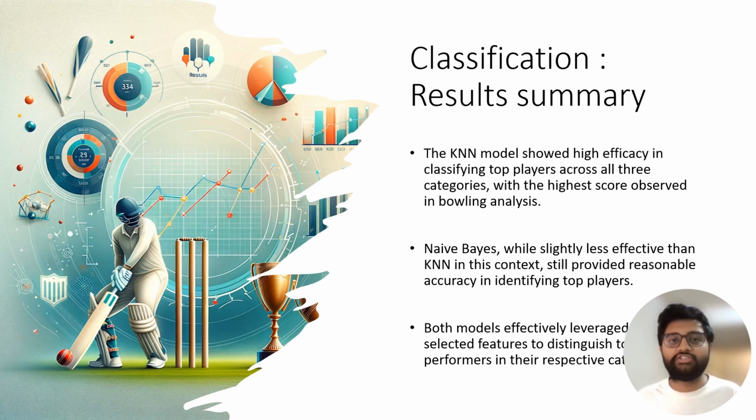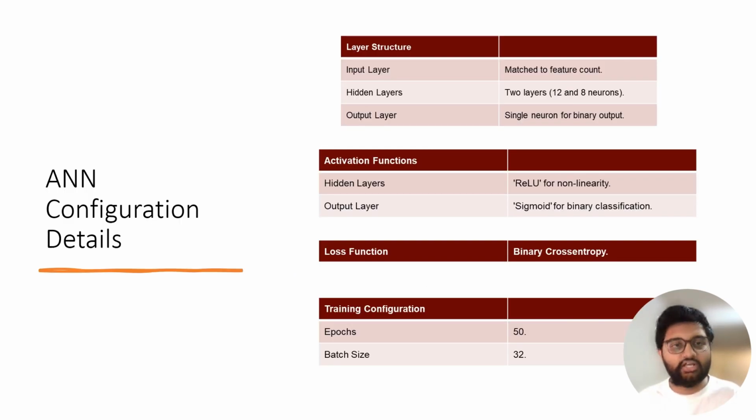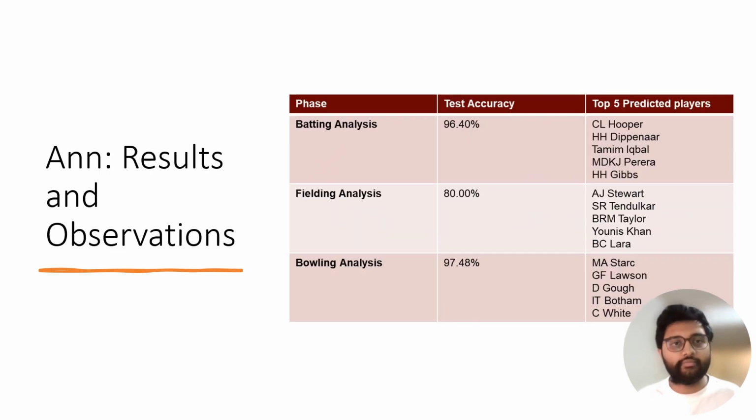Both Naive Bayes and KNN models effectively utilize the selected features and distinguish the top performers in their respective categories. Coming to artificial neural networks, a single neuron in the output layer is used for binary classification, and it checks whether it's a top player or not. The model was trained over 50 epochs with a batch size of 32. ANN shows pretty impressive performance, with a batting accuracy of 96 and bowling accuracy of over 97.